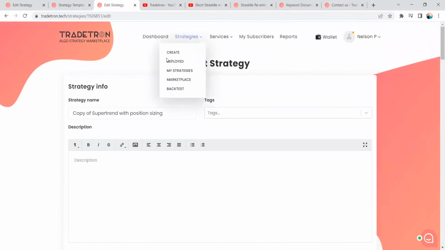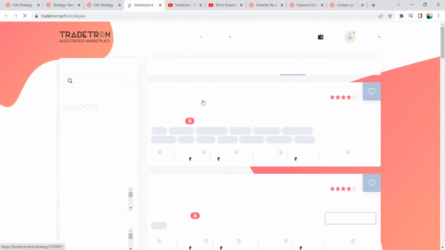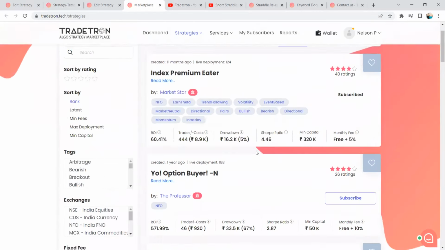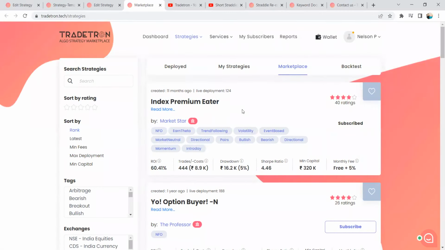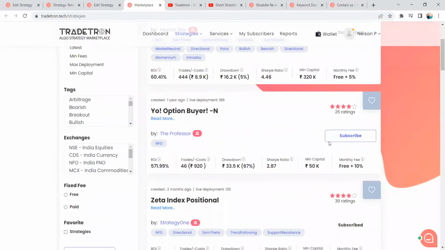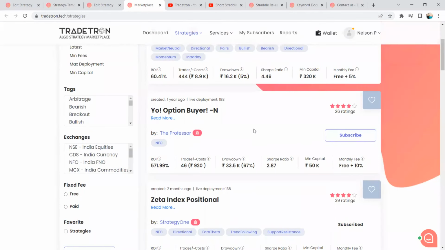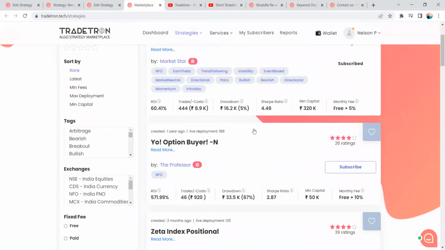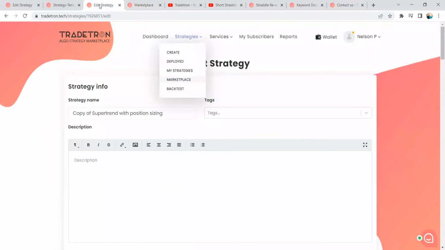No, so this is basically the strategy creation part. Marketplace strategies are created by users like Market Star, Professor and Strategy One. These are different strategy creators. That is the intellectual property of the creator, so no one can copy that strategy, right? Because when you create your strategy, you also don't want someone else to copy your strategy, because it can be your intellectual property. That's the reason why you can use the strategy once it is on the marketplace, and it will take the trades according to it in your broking account. But you will not be able to see the conditions of this strategy, because that is their condition. Okay. Yeah.